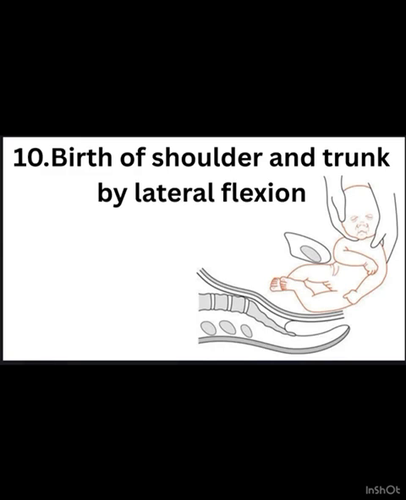So, tenth is birth of shoulders and trunk by lateral flexion. With further descent, the anterior shoulder escapes below the symphysis pubis first. By the movement of lateral flexion of the spine, the posterior shoulder sweeps over the perineum. The trunk is born by lateral flexion.